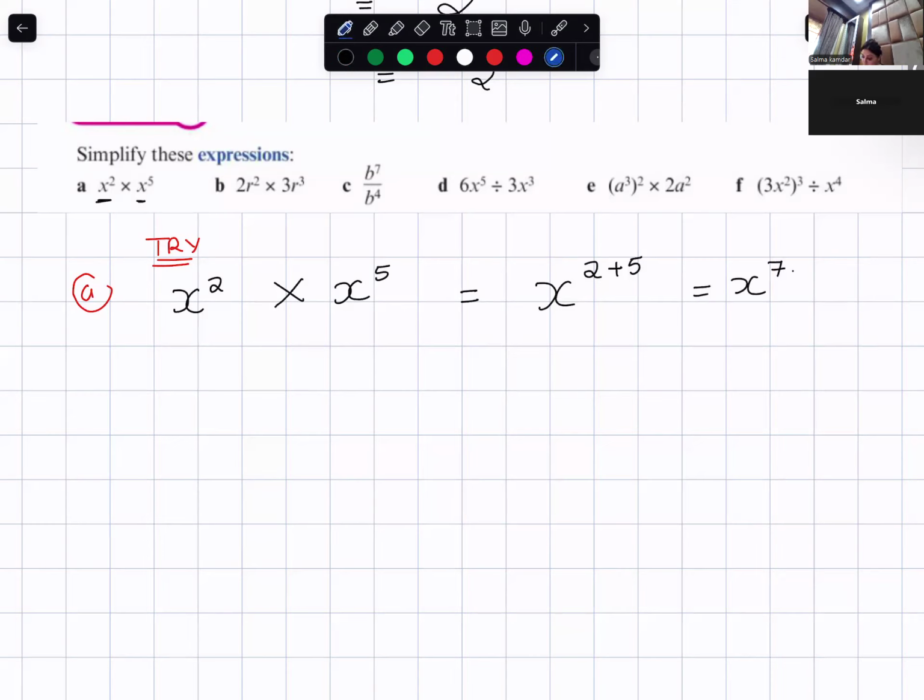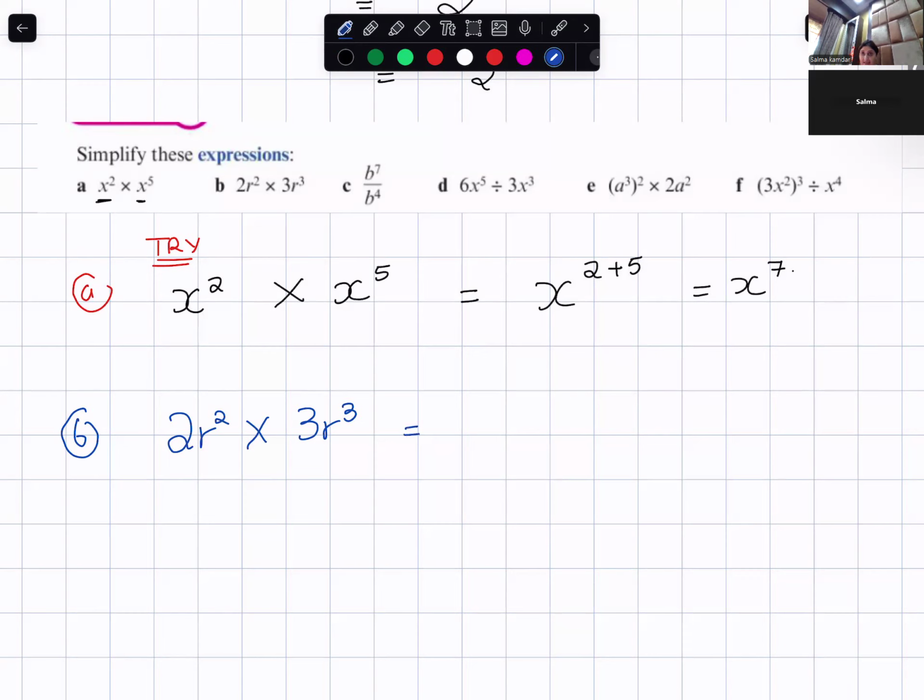Let's take the next one. 2r squared multiplied by 3r cubed. Base should be the same. Here the base is not the same. So what do I do? I split this up.